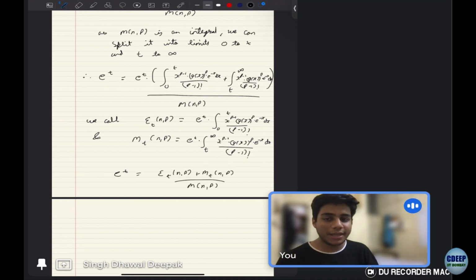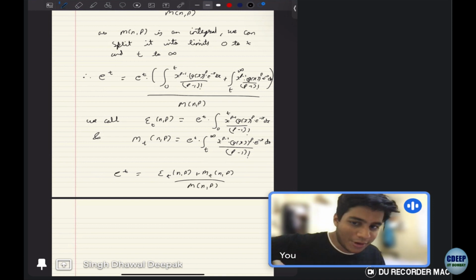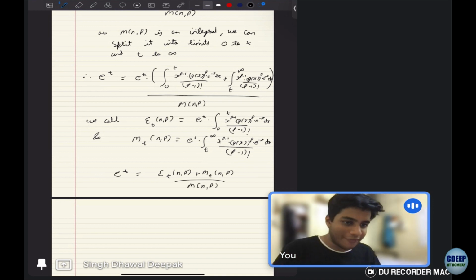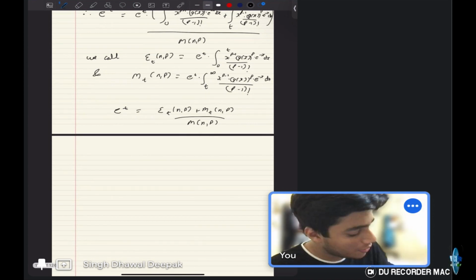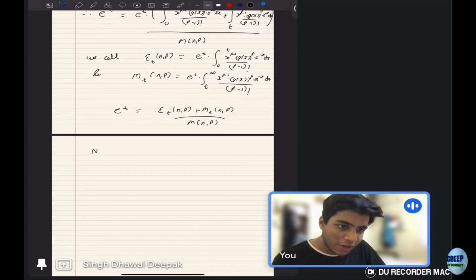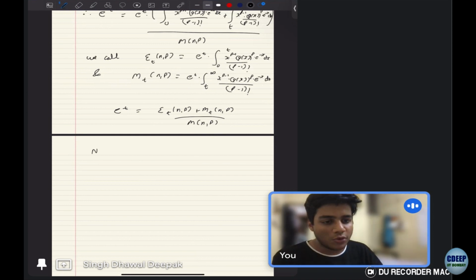Right? And now as we can see, e raised to t is coming in some places. It does seem like we are trying to go somewhere near the transcendence of e. So now we will analyze epsilon_t(n,p) and m_t(n,p) and get two more important results before we can finally try to reach the point where we prove that e is transcendental over Q.